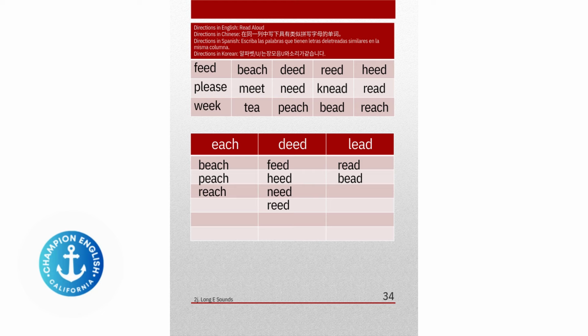So under each, you should have beach, peach, and reach. Under column 2, we have deed. Can we all say deed? Deed. That's right, students. And under deed, you should have feed, heed, need, and read. Okay, students, we're going to go on to column 3. And under lead, you should have read and bead. Okay, good work.